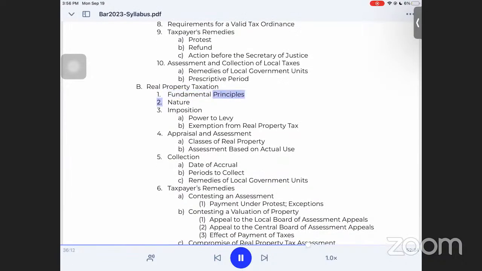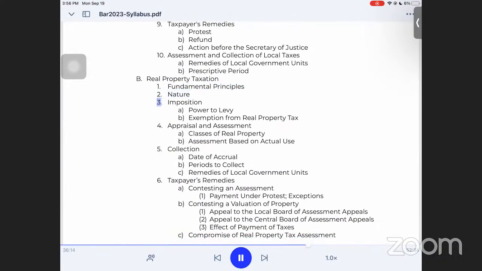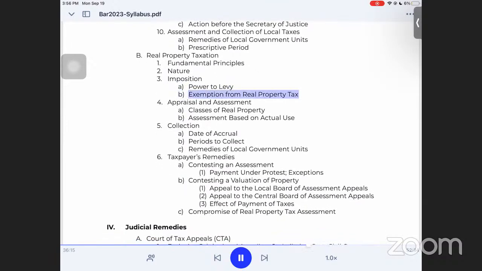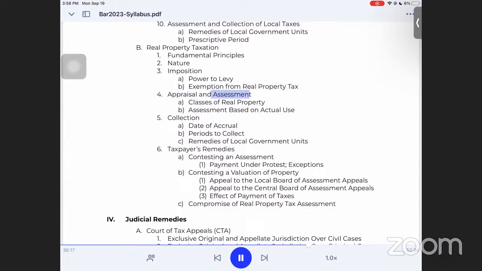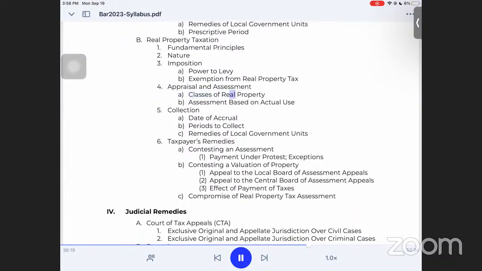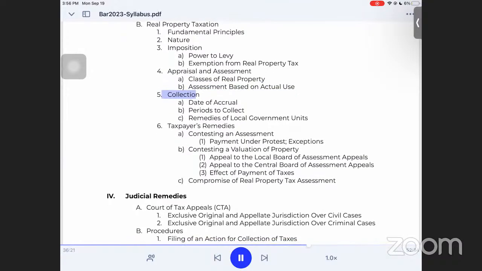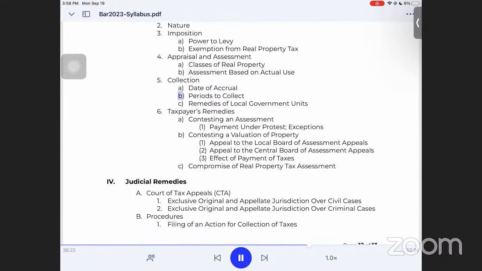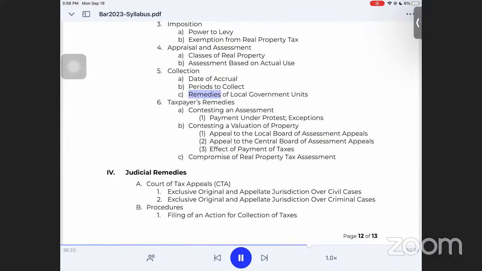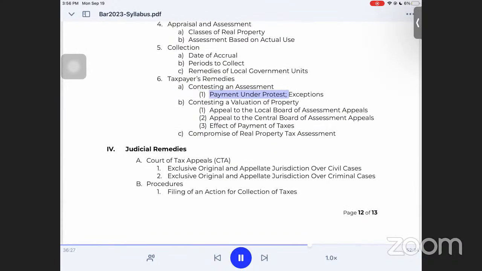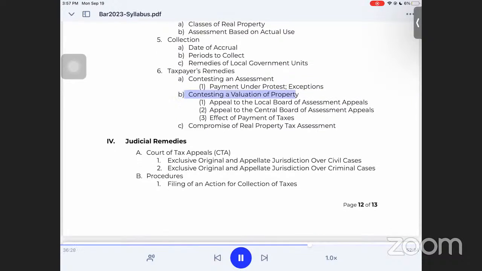B. Real property taxation. 1. Fundamental principles. 2. Nature. 3. Imposition. A. Power to levy. B. Exemption from real property tax. 4. Appraisal and assessment. A. Classes of real property. B. Assessment based on actual use. 5. Collection. A. Date of accrual. B. Periods to collect. C. Remedies of local government units. 6. Taxpayers' remedies. A. Contesting an assessment. 1. Payment under protest. Exceptions. B. Contesting evaluation of property.